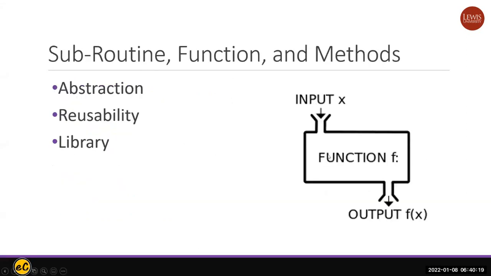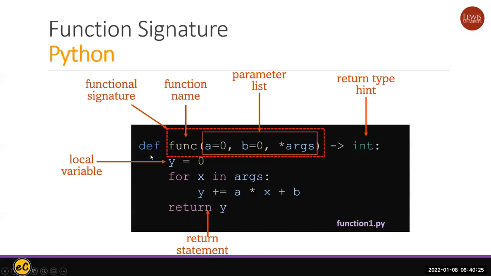Okay, so a function gets input and provides output. It's basically abstraction, reusable code, and library. A function has a function signature, including the function name and parameter list. The parameter list can have default values, and can have a grouping effect. Once you do grouping, you create a list for you, an iterable data structure.